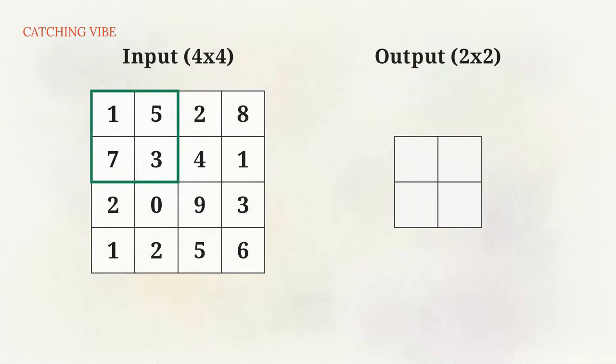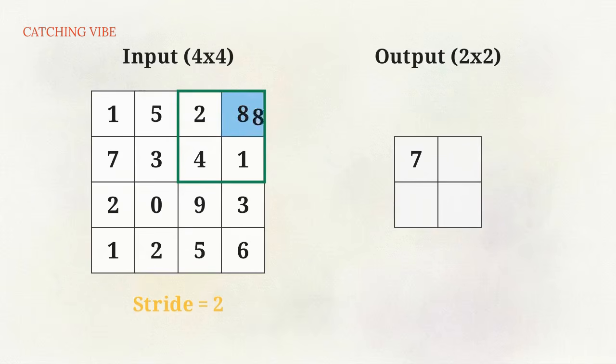It starts by looking at the top left quadrant of our input grid. The algorithm identifies the single highest value in that box and isolates it into the first slot of a new, smaller output grid. A stride of 2 tells the kernel to shift exactly 2 spaces right, covering a fresh set of pixels with no overlap.